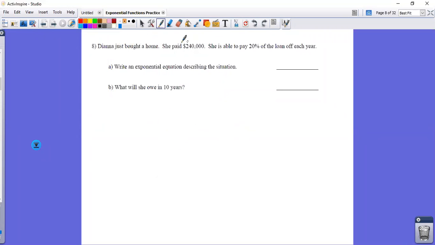She just bought a home. She paid that much. She's able to pay 20%. So she's wanting this value, right? She had a loan. This is how much she owes the bank, and she's paying off the loan. So she wants that to decrease. So she starts out owing 240,000, and she's going to make it decrease by 20%, as 0.20 each year. So your t is in years. 10 years, plug that 10 in.